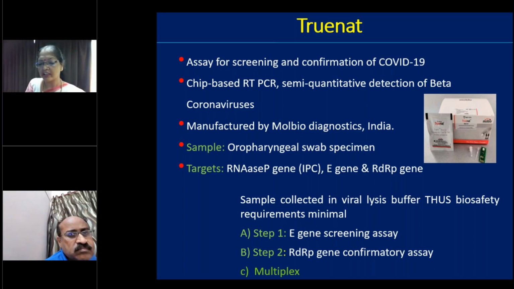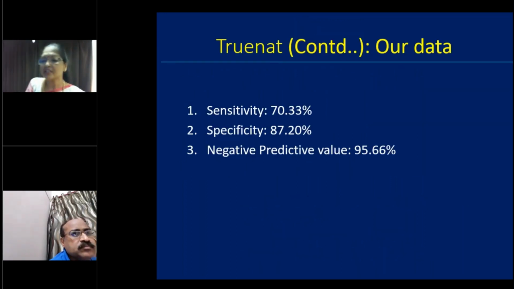There are 2 tests currently that we have to do. The E-gene we detect in step 1, which is a screening assay, which is a screening method, and if it comes positive, then we have to go for the confirmatory assay. But recently a multiplex assay has also come, where it can be done in a single step. And this is our data.